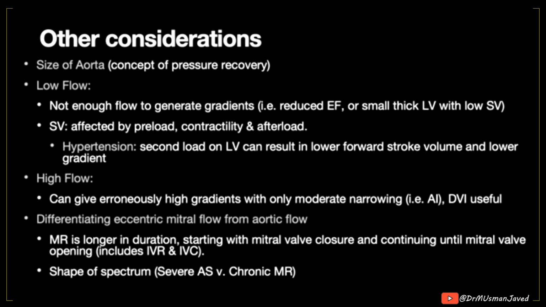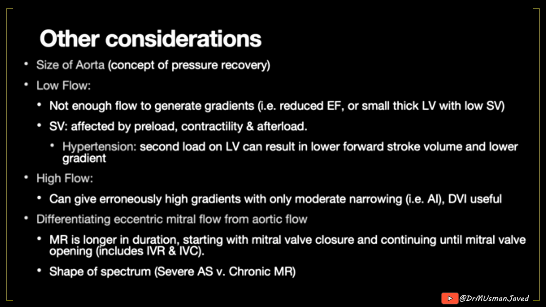So significant hypertension can add a second load on the LV, which can result in lower forward stroke volume and lower gradients. Just like you can have low flow, you can actually have high flow, which can give you erroneously high gradients with only moderate narrowing, for example, if you have concomitant aortic insufficiency or AV fistulas with high flow. And in these cases, using your dimensionless index can be helpful because your flow will also be increased in your LVOT.